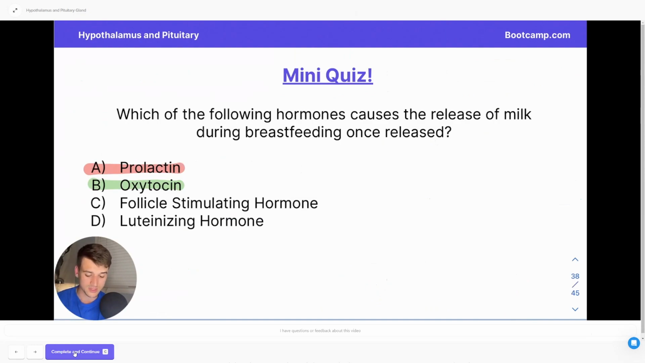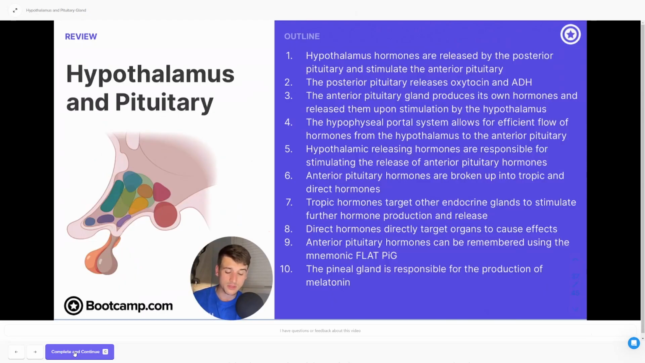It's not going to be C, follicle stimulating hormone. Remember, FSH, follicle stimulating hormone, is more so associated with the development of the follicle in females and sperm maturation in males. And luteinizing hormone is also incorrect. Remember, this is a tropic hormone, which down the line is going to seek to cause things like ovulation and the release of testosterone. All right, this has been the hypothalamus and the pituitary gland.